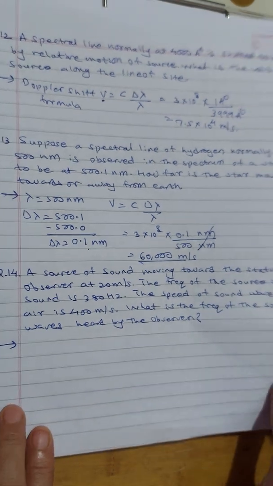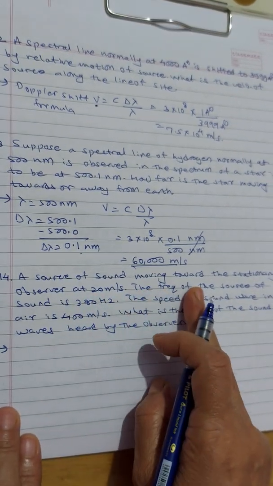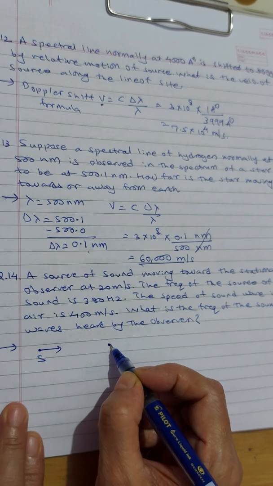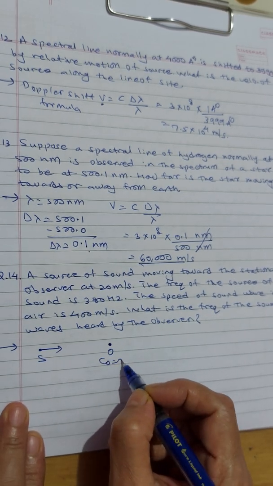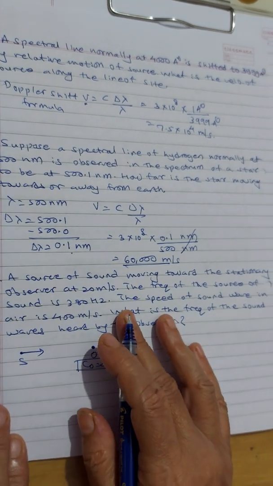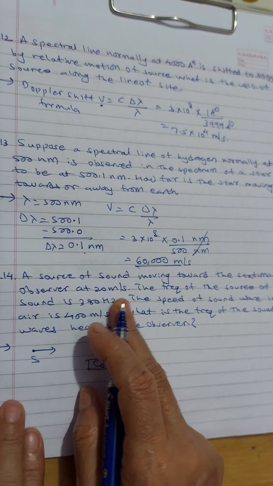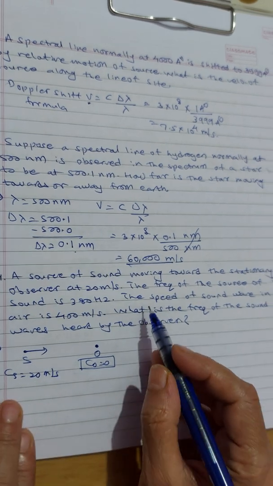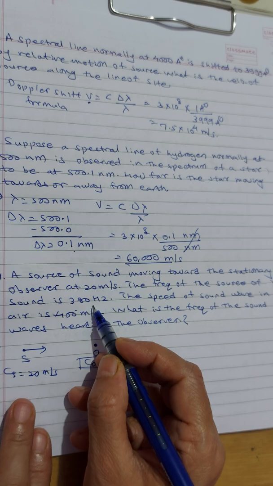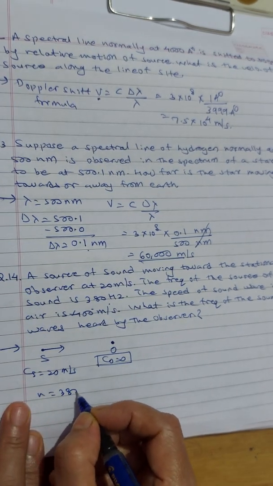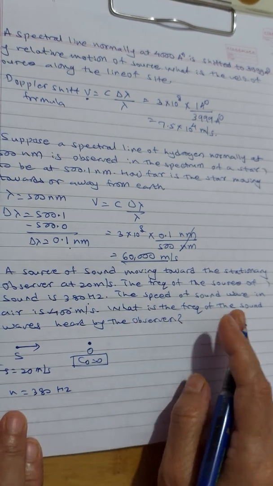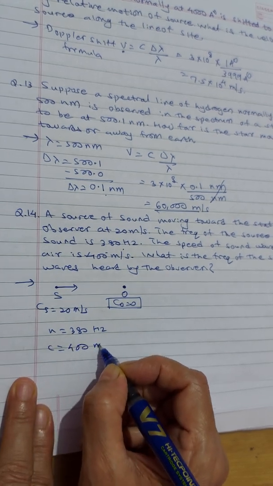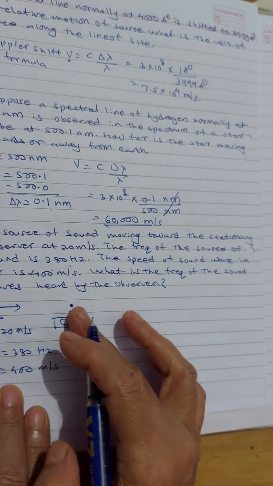A source of sound moving towards the stationary observer. So here the source is moving and the observer is stationary. So we can say CO is 0. Moving towards the stationary observer at 20 meters per second, so you have been given CS. CS is 20 meters per second. The frequency of the source of sound is 380 Hertz, so N is also given to you. The speed of sound wave in air is 400 meters per second, so C is 400 meters per second. What is the frequency of the sound waves heard by the observer?